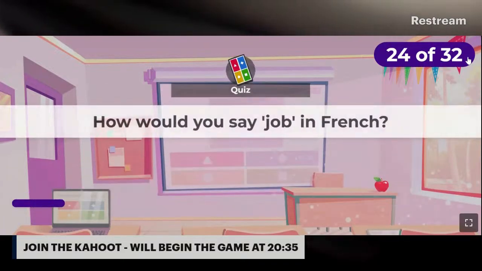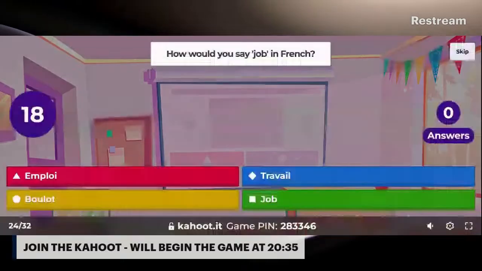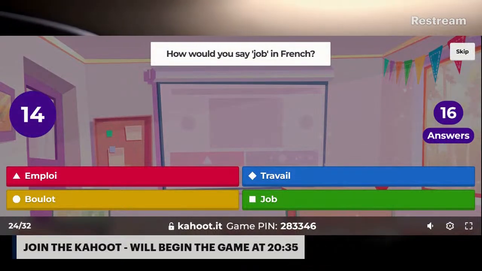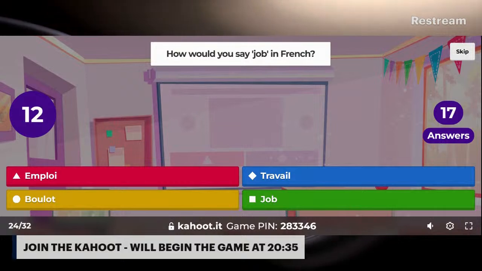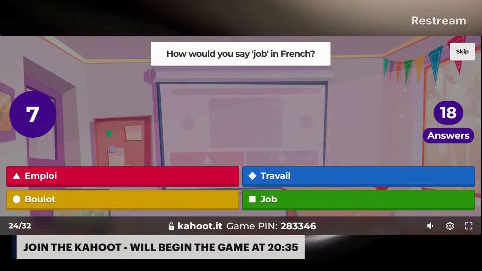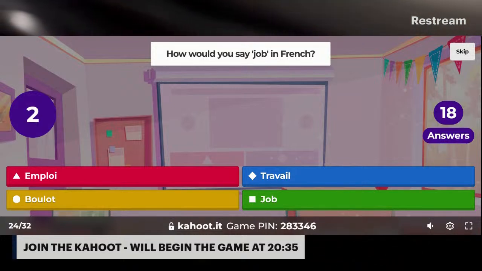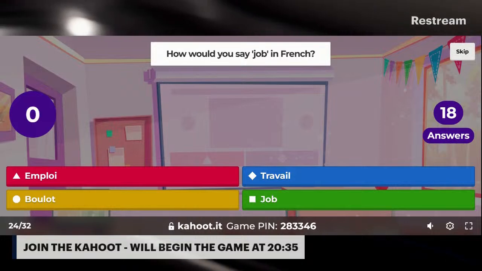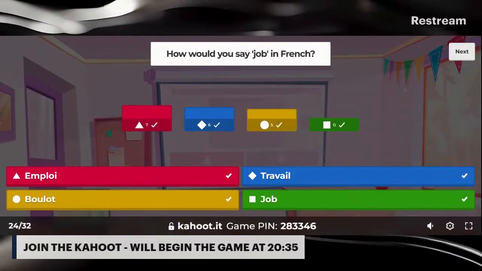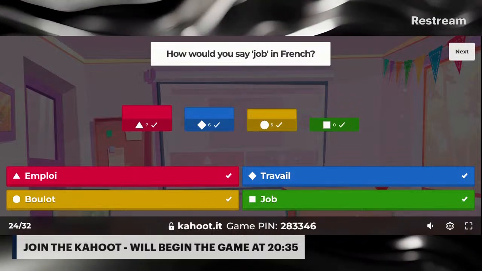Well done. How would you say job in French? Emploi, travail, boulot, or job? So the answer is all of them. Well done to Carlene, who got that, and some other people as well.